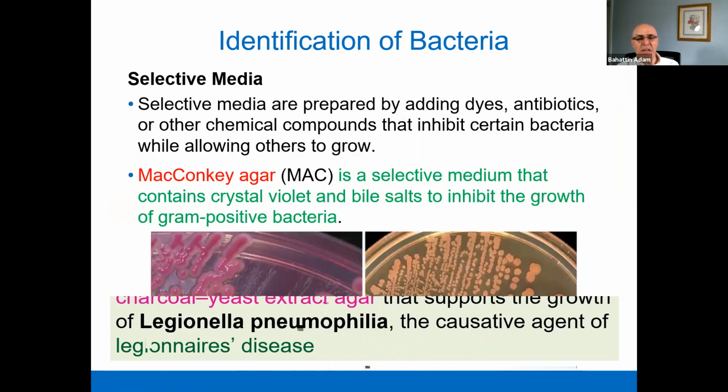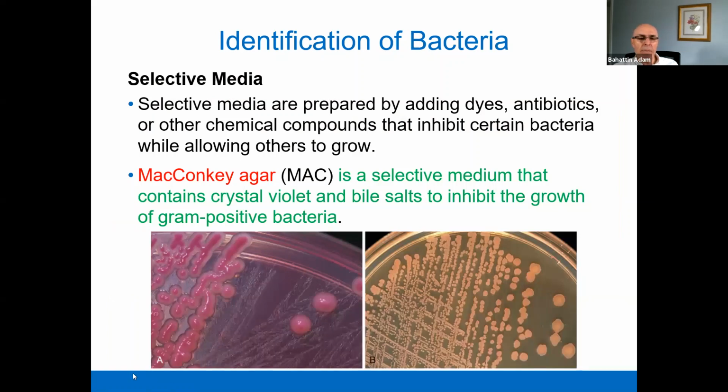Selective media, as I gave an example before, are prepared by adding dyes, antibiotics, or some chemicals, and they allow certain bacteria to grow while others do not. MacConkey agar is a selective medium containing crystal violet and bile salt. These inhibit the growth of gram-positive bacteria.